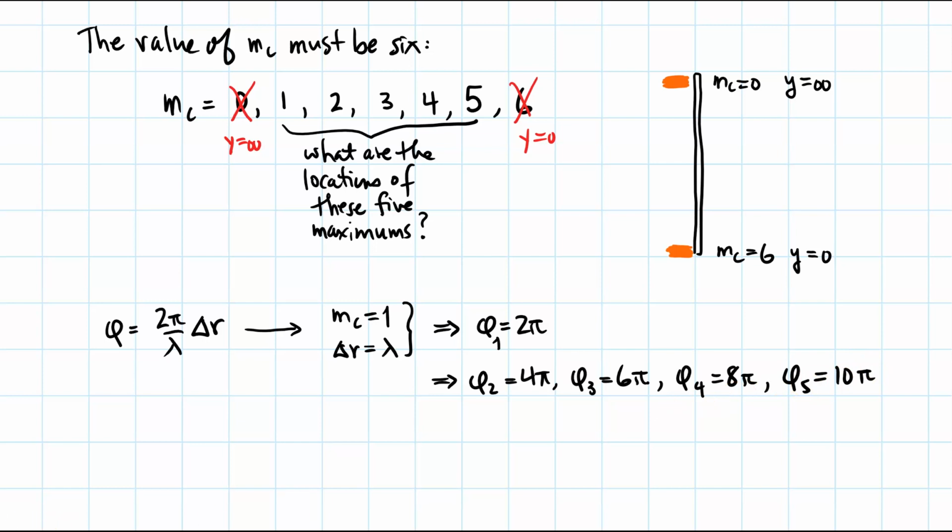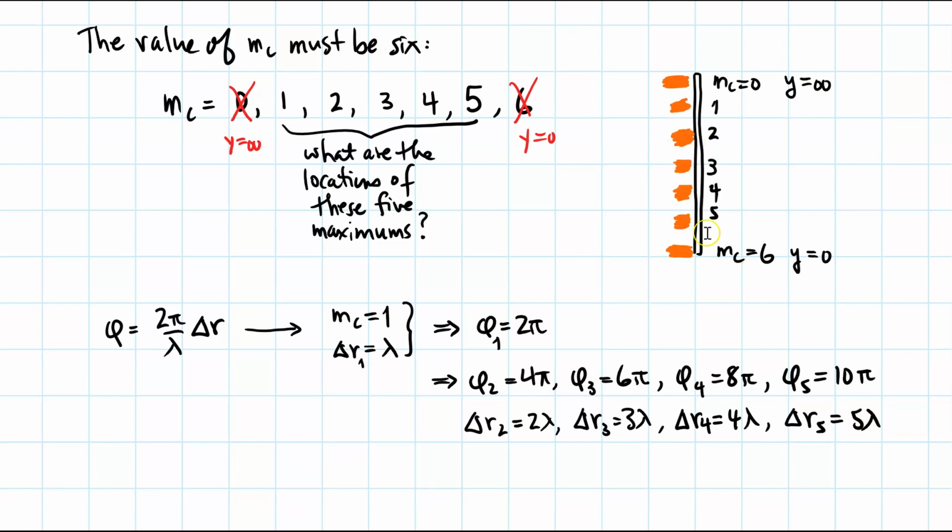And then the path difference must be as follows. They have to be integral multiples of lambda. So 2 is 2 lambda, 3 is 3 lambda, 4 is 4 lambda, and 5 is 5 lambda. Put this on the screen up here, this is what we should see. These are all now the locations of the bright fringes in this interference pattern.